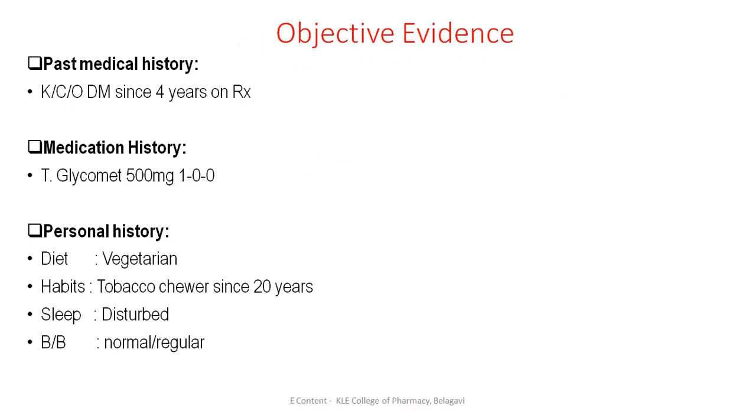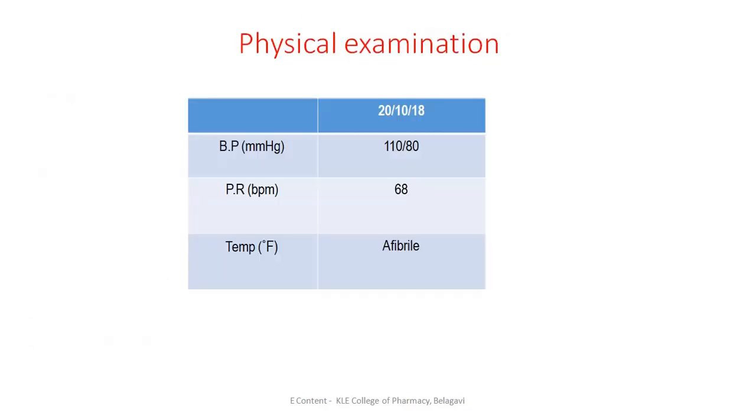The objective evidence, that is the investigations done on the patient. In the past medical history, the patient was already having diabetes mellitus since 4 years and he was on medication, that is tablet Glycomet 500 mg, that is metformin, which he used to take in the mornings. OD was given to the patient. Personal history: the patient was vegetarian but had a habit of chewing tobacco since 20 years. The sleep was disturbed, and bowel and bladder were normal and regular.